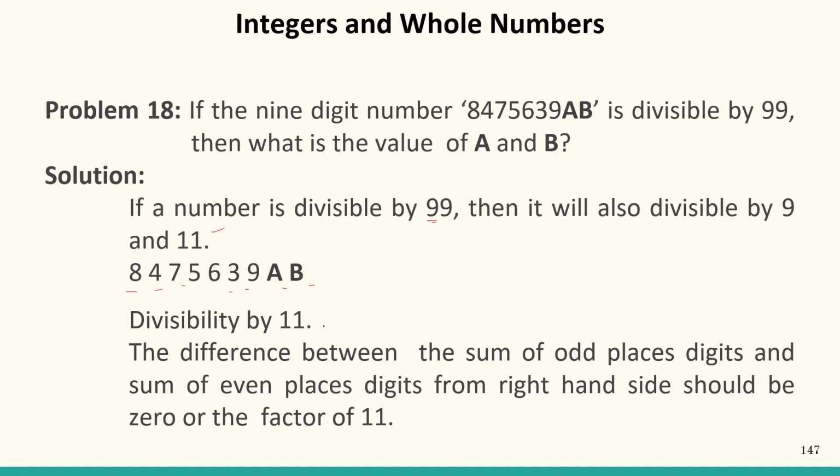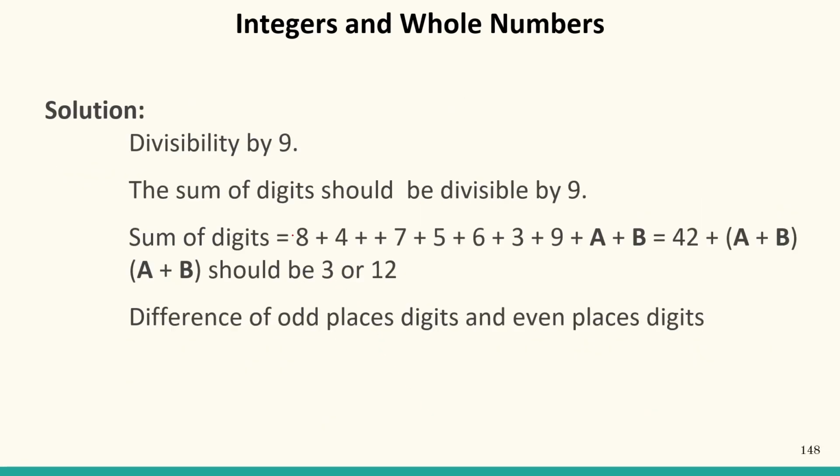So 8475639ab is divisible by 11. So the difference between the sum of odd places digits and the sum of even places digits from the right hand side should be 0 or a multiple of 11. Okay. So divisibility by 9: the sum of digits should be divisible by 9. So the sum of digits is equal to what? So this will be 42 plus a plus b. So a plus b should be 3 or 12.